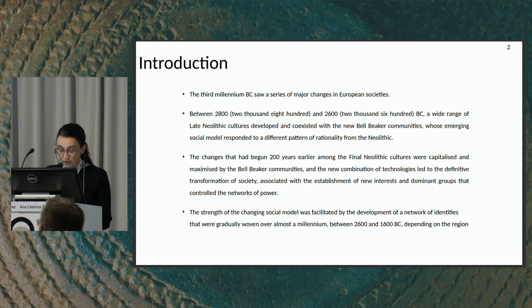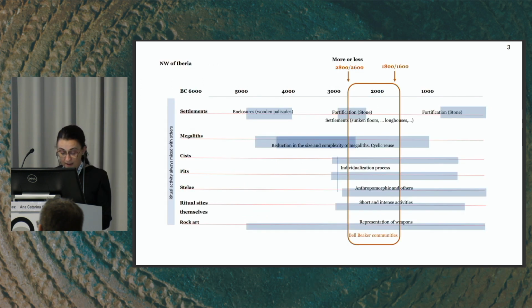The trend of the changing social model was facilitated by the development of the network of identities that were gradually woven over almost a millennium, depending on region. The Beaker communities will interact in this varied context. Most of them have their beginnings in much earlier times. So I believe that the continuation in the use of the same spaces does not necessarily imply continuity, being necessary to analyze the context in each case.